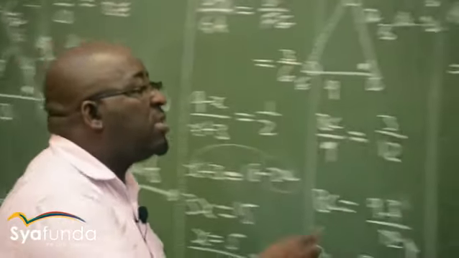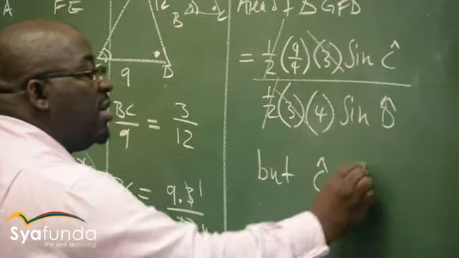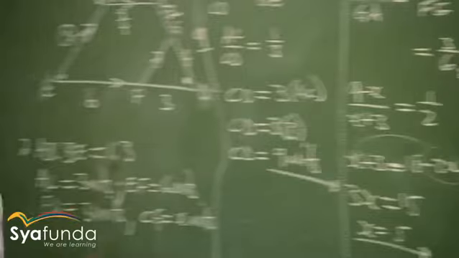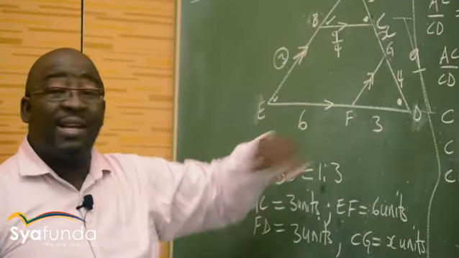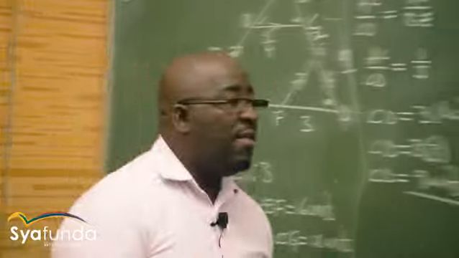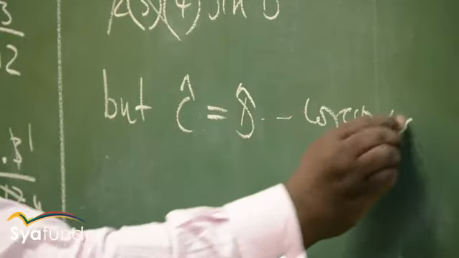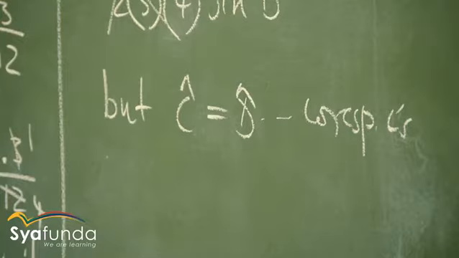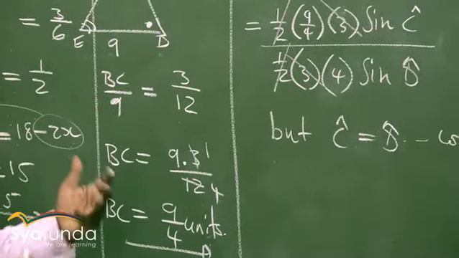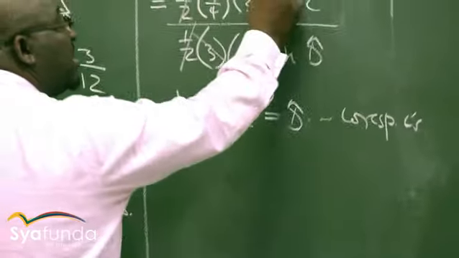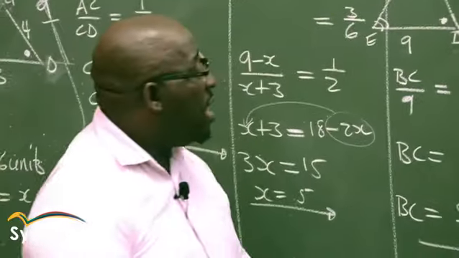But it is important that we should know that angle C is the same as angle D. Why are those two angles the same? Why is angle C equal to angle D? They are corresponding angles. Grade 8, grade 9 becomes important here. They are corresponding angles. In other words, whether it's C or D, sine C is the same as sine D, because they are the same. So what are we left with here?